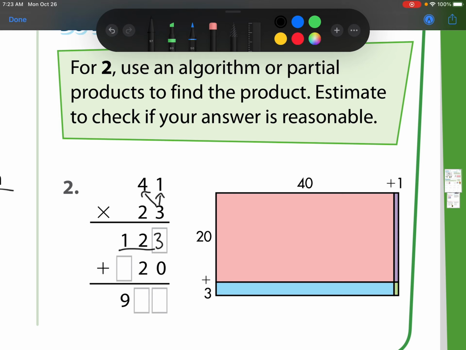So now I go to my next place value. 4 times 2 is 2, which they wrote here. They already put that 0 in, so I'm in the tens place value. So my last step is 2 times 4, which is 8. So let's now add our answers up and see what we get. We get 943. Then it says estimate to see if it's reasonable. Well, this is 40 times 20, which is 800. And 800 is kind of close to 943, so my answer is reasonable.